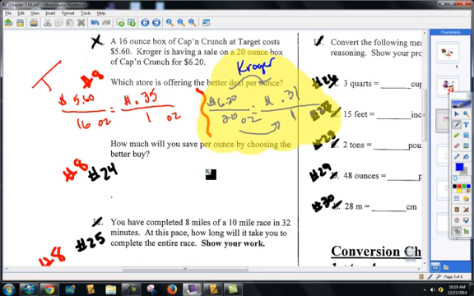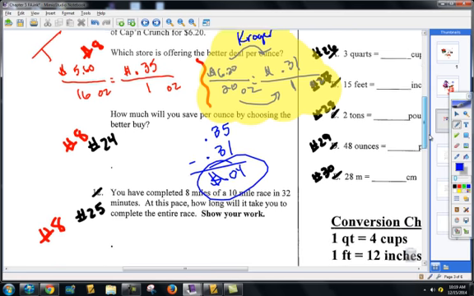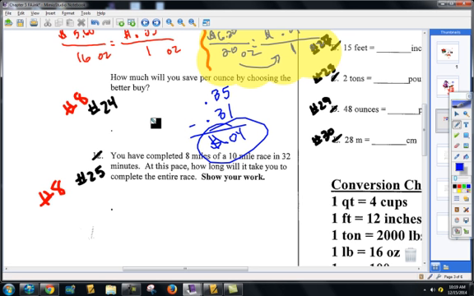All right, how much will you save then? Obviously, if you know that at Target it was 35 cents, at Kroger it's 31 cents, then we know that you would save 4 cents by shopping at Kroger. 4 cents per ounce. If you put 4 with a little cent sign, I'll accept it.